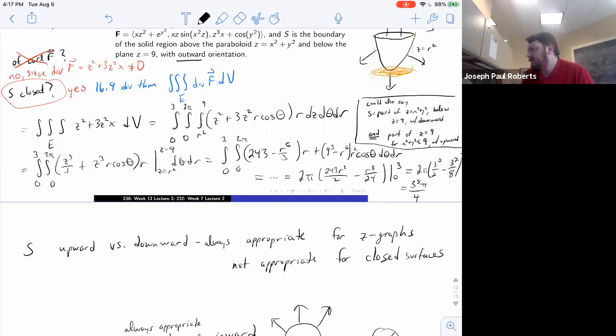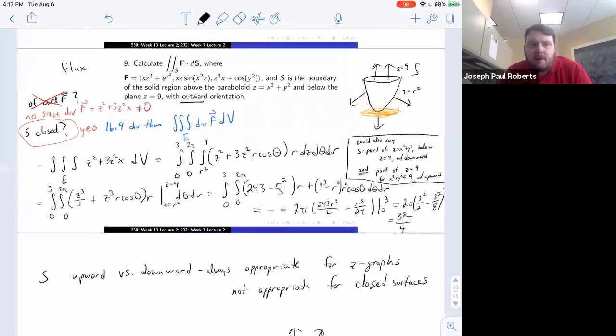I'm pretty sure I did this earlier. 3 to the 8th pi over 4 looks good. Yep. I'm good at fractions, apparently.